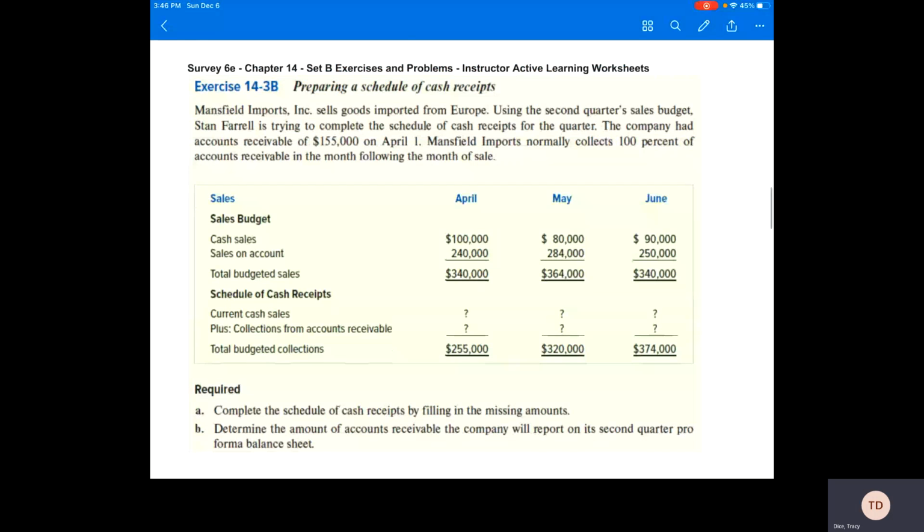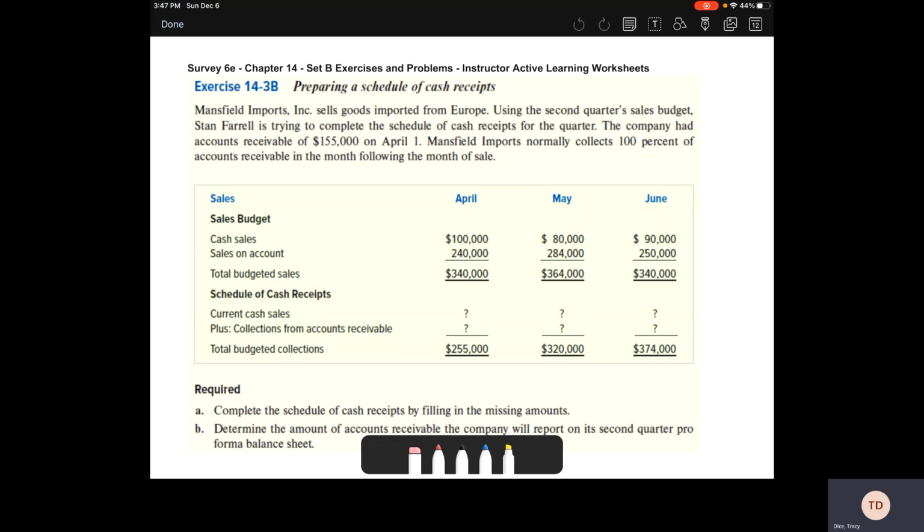Everyone, this video is going to cover exercise 14.3b, preparing a schedule of cash receipts. In this exercise, we have Mansfield Imports, and they are selling goods imported from Europe. So using the second quarter sales budget, we are trying to complete the schedule of cash receipts for the quarter. We've got our sales budget right here.